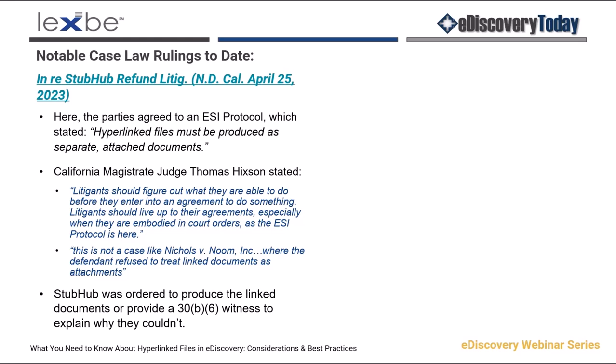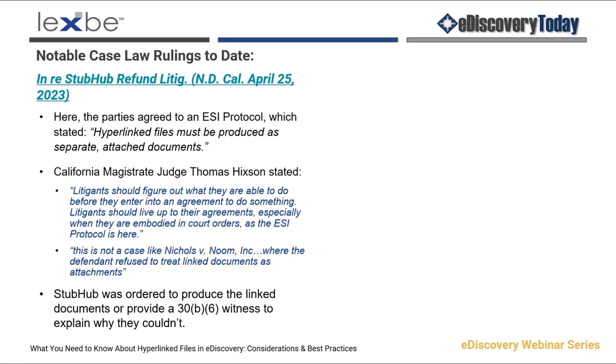When StubHub encountered difficulties doing so, Judge Hickson called them to task for it, saying things like, litigants should figure out what they're able to do before they enter into an agreement to do something, and that litigants should live up to their agreements, especially when they're embodied in court orders, which the ESI protocol was.